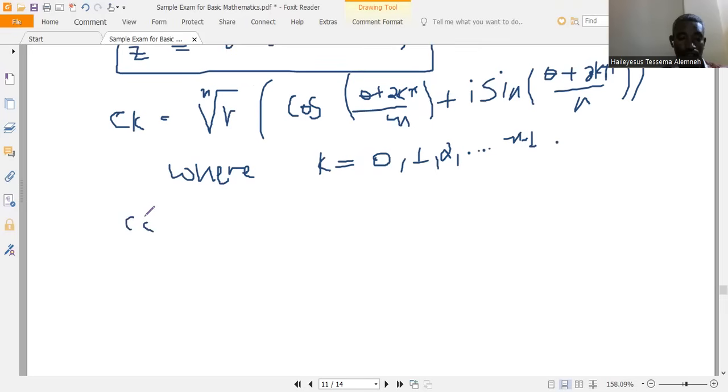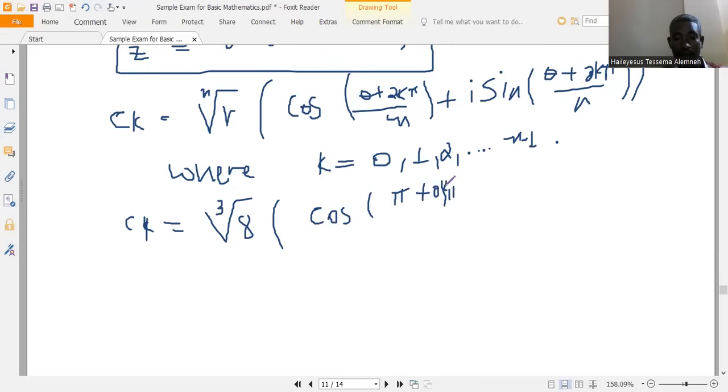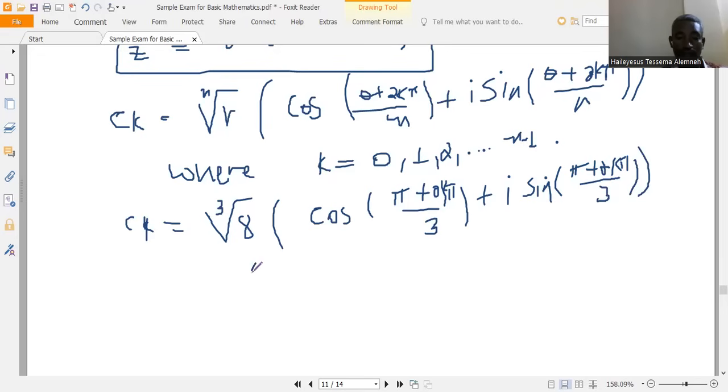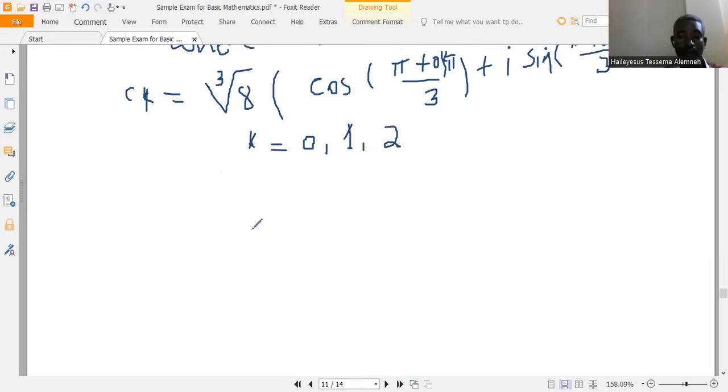Therefore, for the cubic root, c_k is equal to the cubic root of 8 times cos of (pi plus 2k pi) over 3 plus i sine of (pi plus 2k pi) over 3, where k is 0, 1 and 2. There are three roots for the cubic root, so we take k equal to 0, 1 and 2.